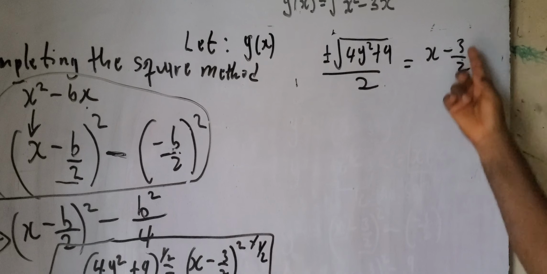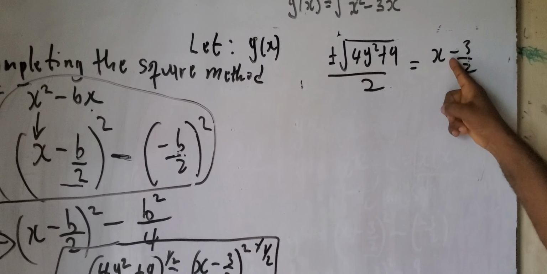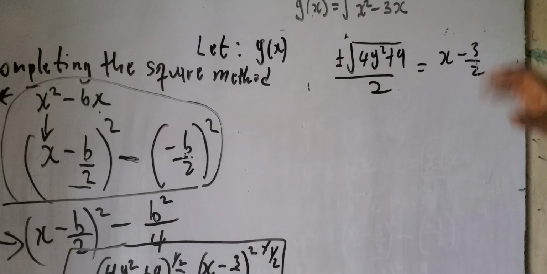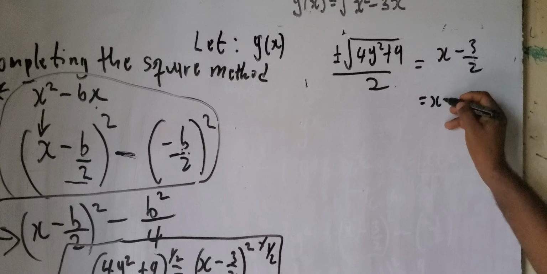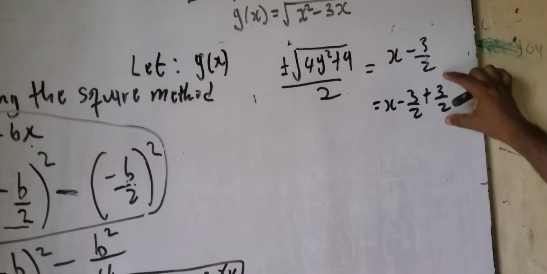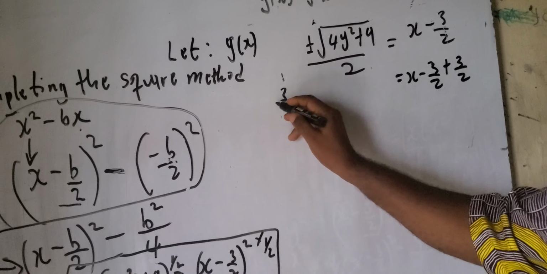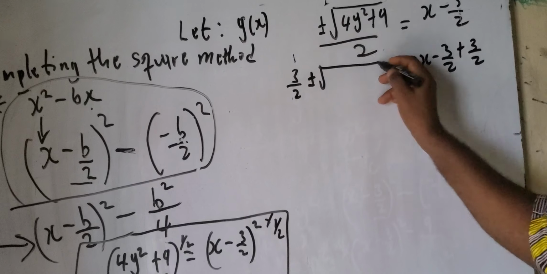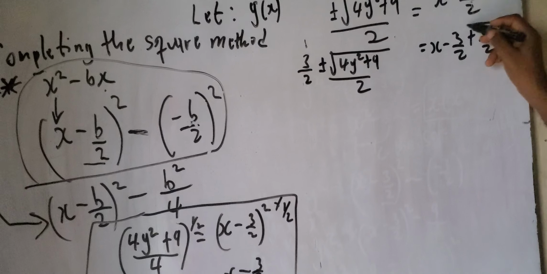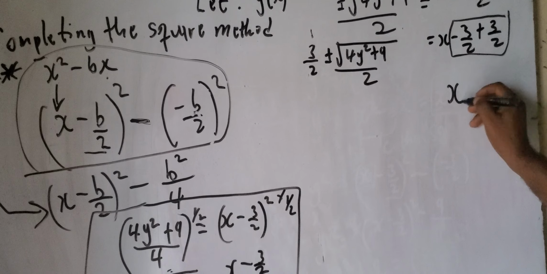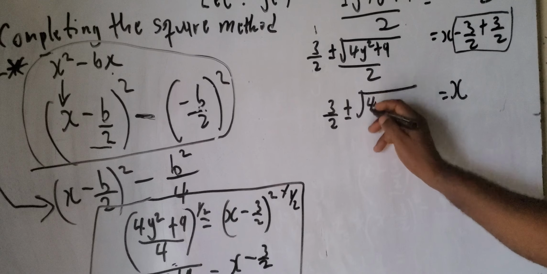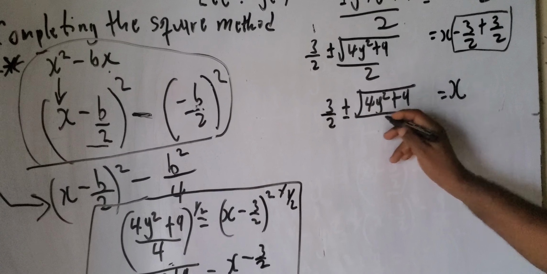Or you say you carry minus 3 over 2 to the other side. When you carry it, this minus becomes plus. Or let me add the inverse to both sides. So remove minus 3 over 2, add plus 3 over 2 to it. So you write x minus 3 over 2 plus its own inverse, that's 3 over 2. This inverse that you have added, you must add it here too. So you have 3 over 2 plus or minus square root of (4y squared plus 9) all over 2. So the whole of this with its own inverse becomes 0. So you now have x is equal to 3 all over 2 plus or minus square root of (4y squared plus 9) all over 2.